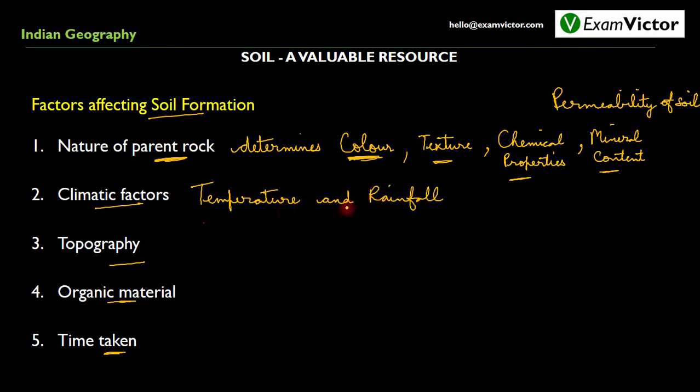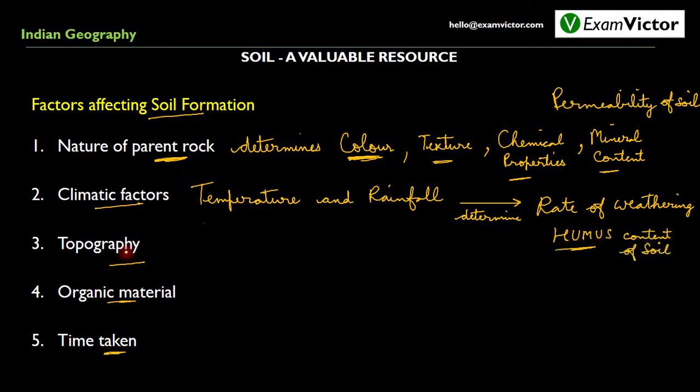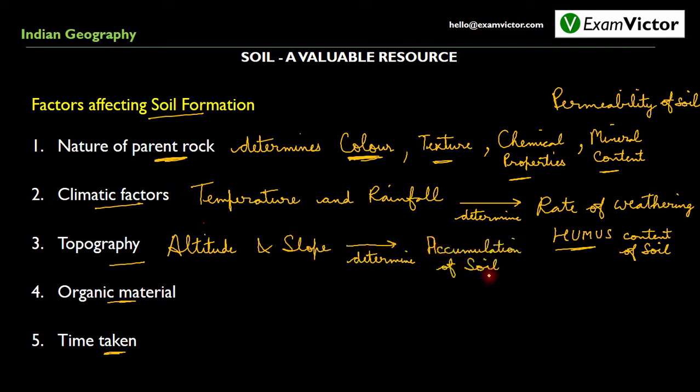Both these climatic factors determine the rate at which weathering takes place, and thus the humus content of the soil. Topography of a place also affects soil formation because the altitude and slope of a given place would determine how well the soil gets accumulated in that place. Thus, to have a suitable topsoil for good vegetation, it is not only soil formation that matters, but also accumulation of soil, which depends on altitude and slope of that region.